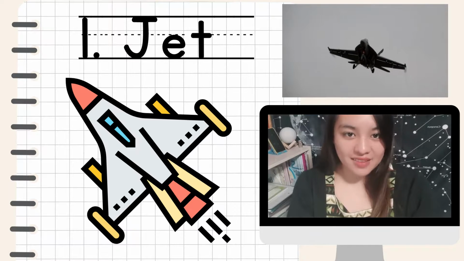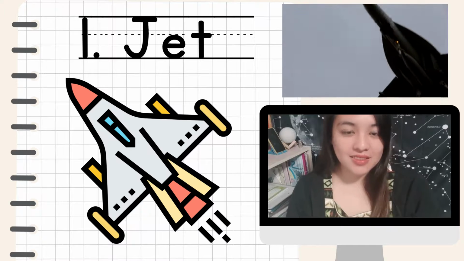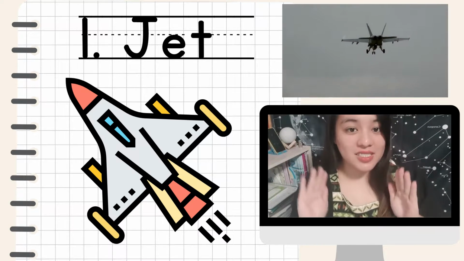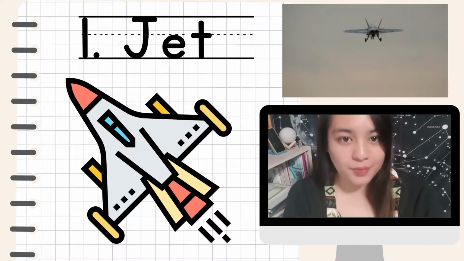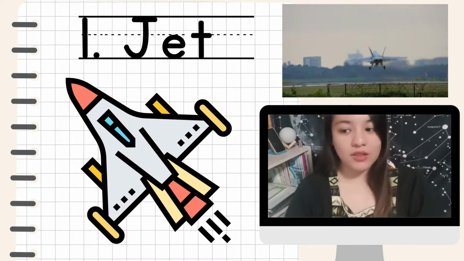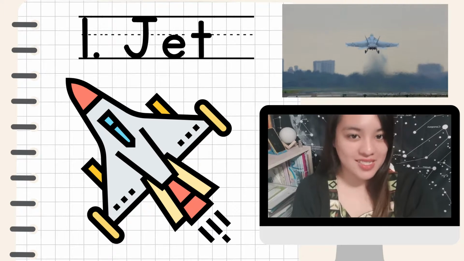First, we have jet. J, j, jet. Jet is like a small airplane. It's like an airplane, but it's smaller. It's called jet. J, j, jet.